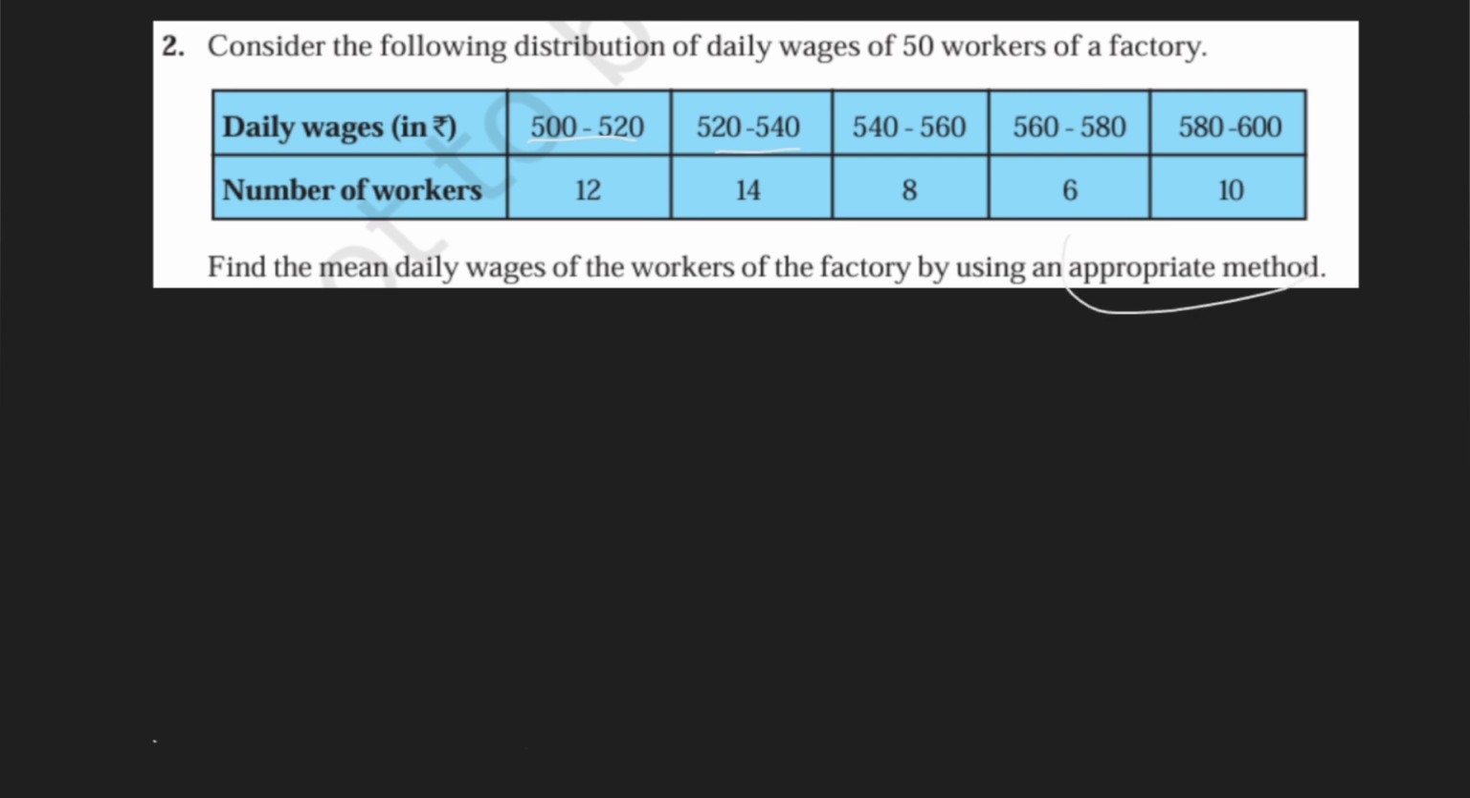There are 3 methods to find the mean. Here in this question we will use the step deviation method, because the values of the daily wages are larger when compared with the first question. So for that you make a table of 6 columns.